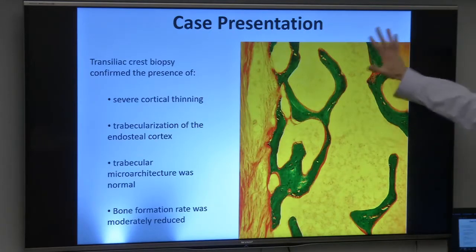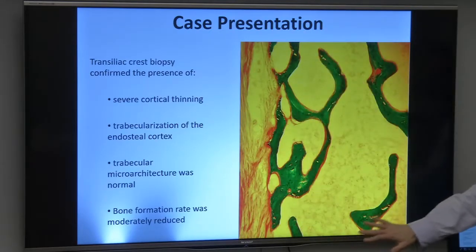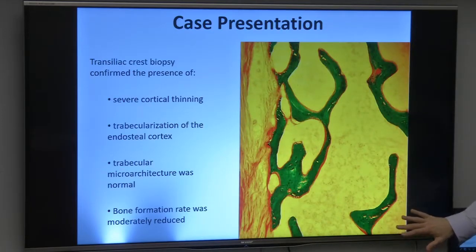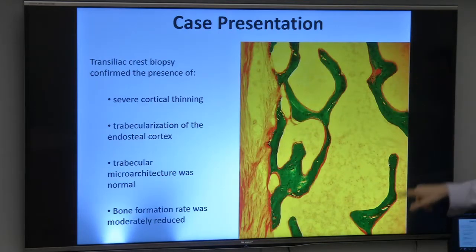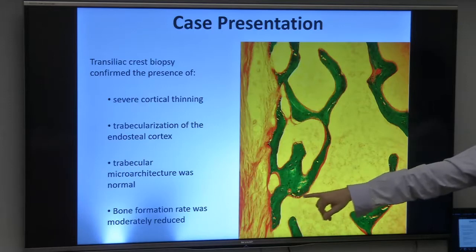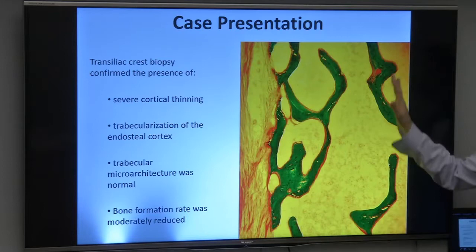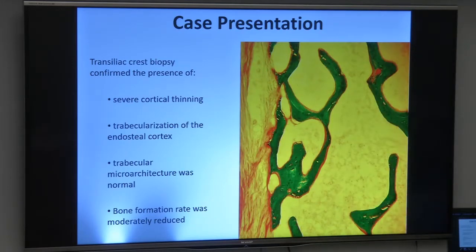So she had complete trabecularization of her cortex, okay? She had normal trabecular microarchitecture, and her bone formation rate was moderately reduced. So here you have bone, that's what this green area is. You have osteoid or bone protein that's lining the bone over here, and there's not a cell here. So although they said it was low normal, in this piece of bone that they gave to me, or this picture, there wasn't an osteoblast or an osteocyte, okay? So she had kind of like low normal turnover, and she had, for some reason, complete trabecularization, so her cortex was like eaten away.